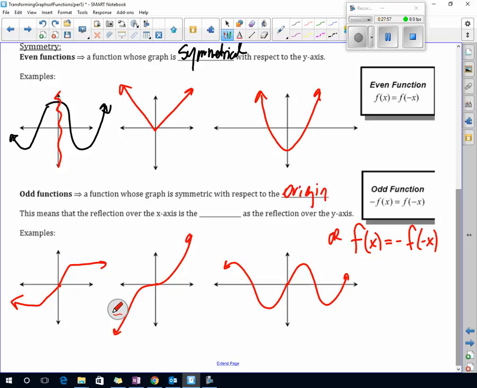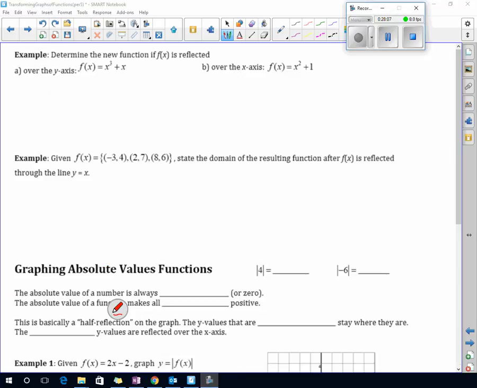Okay, so now we're going to do this algebraically. What's the new function if I reflect this over the y-axis? If it's a reflection over the y-axis, what am I doing? Negative f of x or f of negative x? F of negative x. Does everybody agree that's what I'm actually figuring out? So how would I figure this out? How would I come up with a new equation?